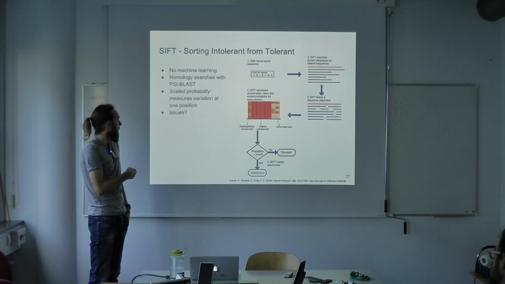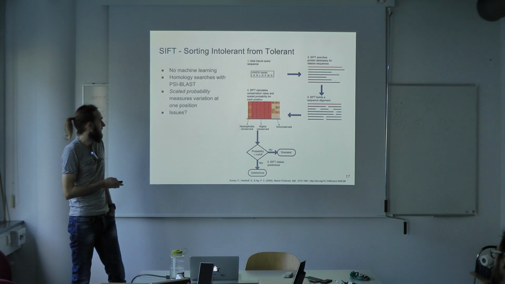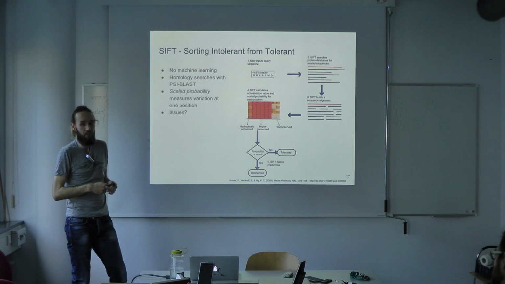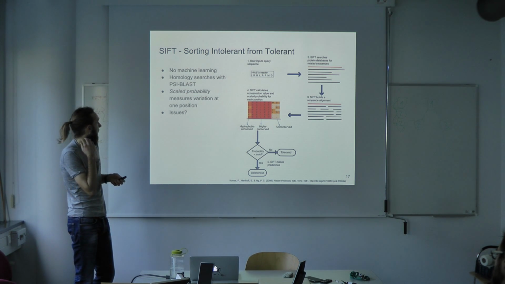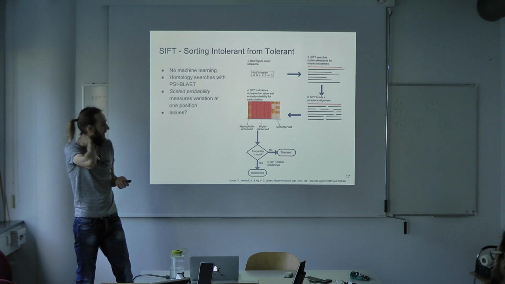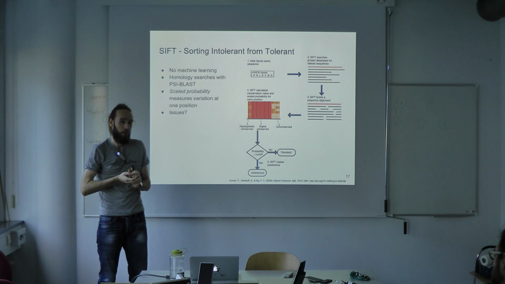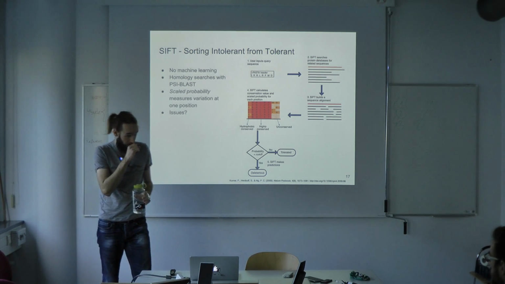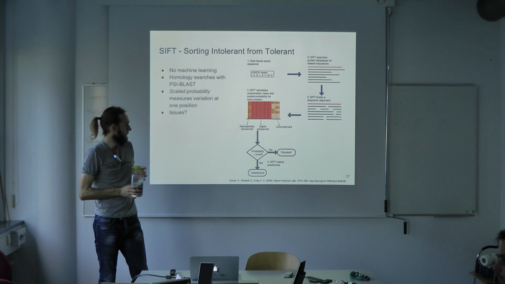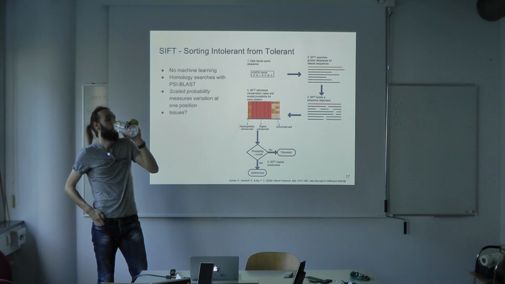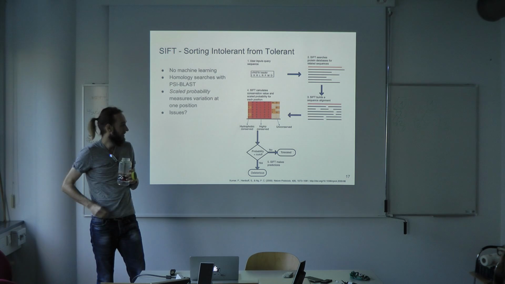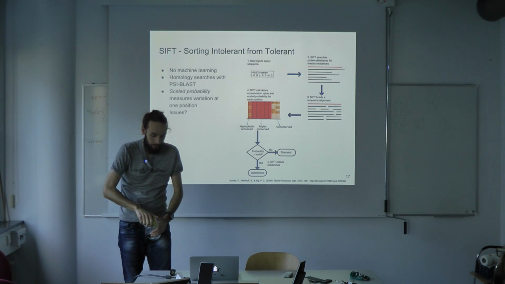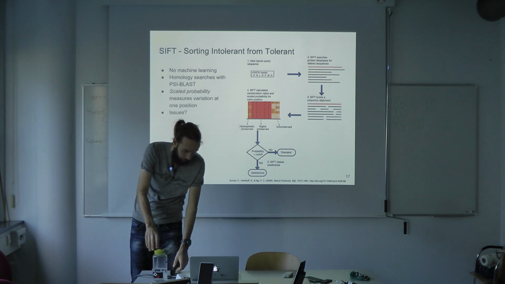From that they calculate the scaled probability, a measure of how much variance every position has. Now, do you see any problem up until this point that could occur? What has to be right for this whole thing to work? Or what's the baseline that everything is based on?